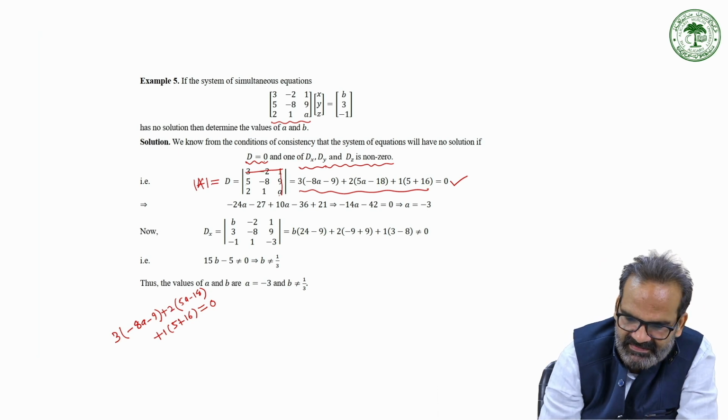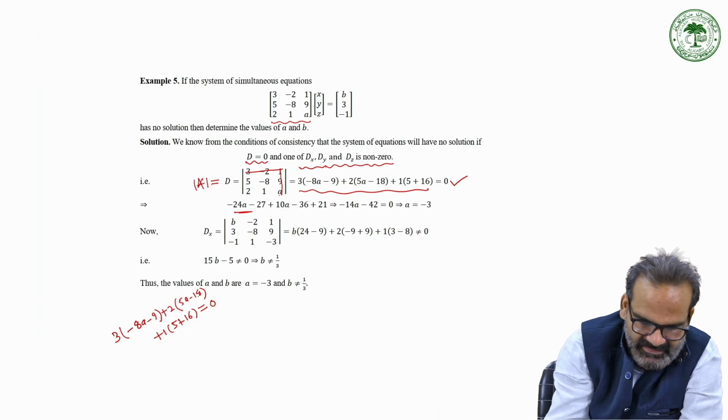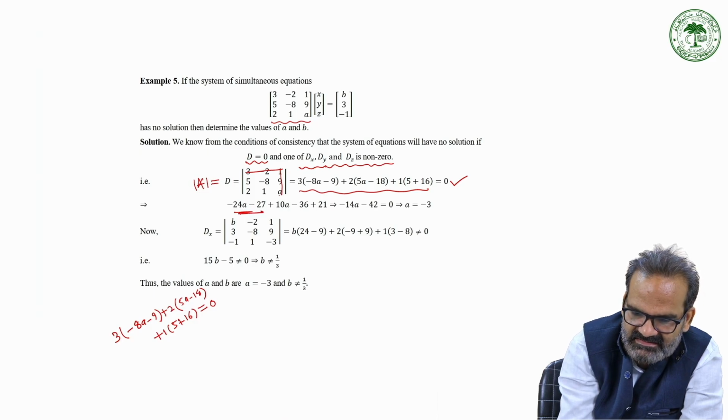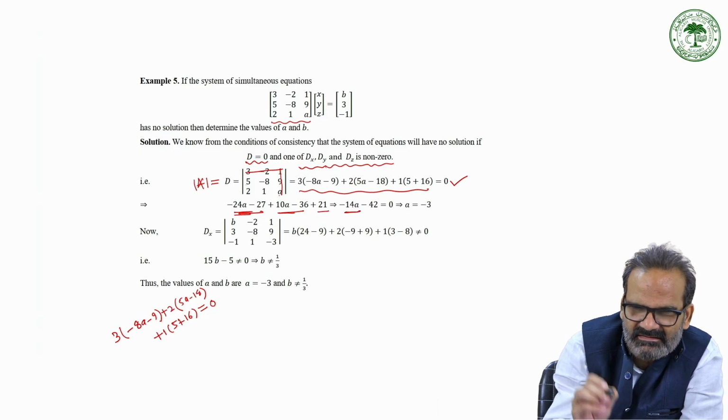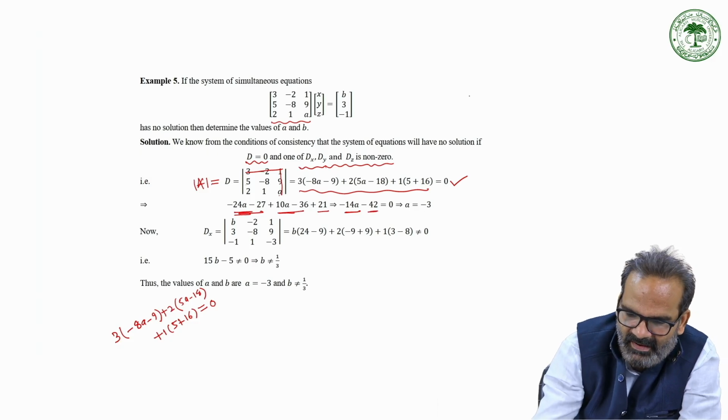Now if you simplify it all, what will you get? Minus 24a, 8 into 3, minus 24a, 9 into 3 minus 27, the first bracket is this, 2 into 5a, that is 10a minus 36, 15 plus 6 is 27 plus 27. Now minus 24a and plus 10a, you will get minus 14a. Clear? This is a very simple calculation. Minus 27 minus 36 plus 21, you will get it as 42. So from here, minus 14a minus 42 is equal to 0.